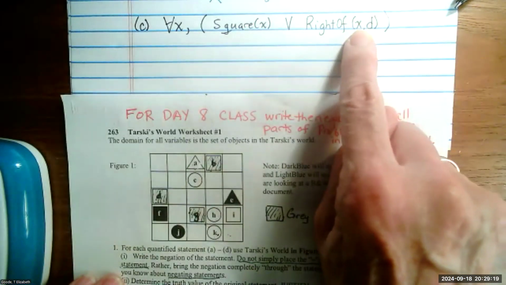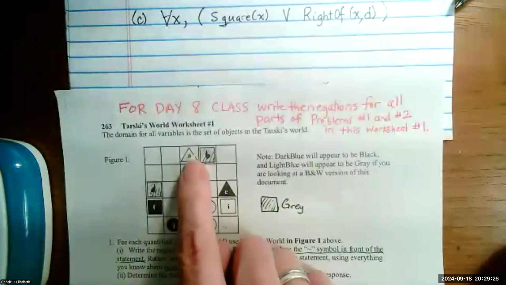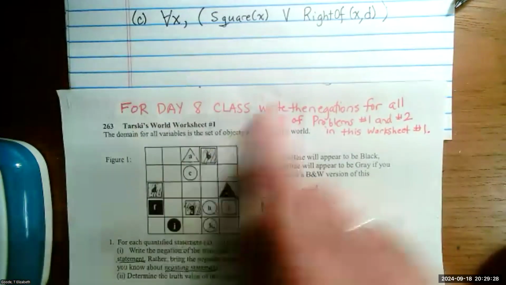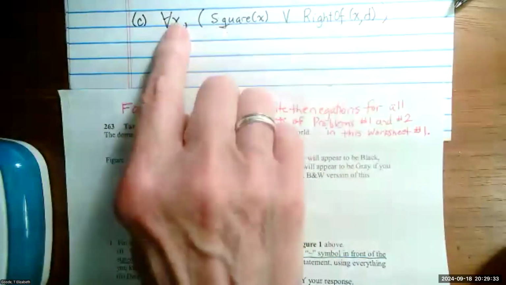Okay, excuse me, the other right. I do that all the time. So it works for when X is A, because A satisfies right of AD. So it works for A, but it's got to work for every X.